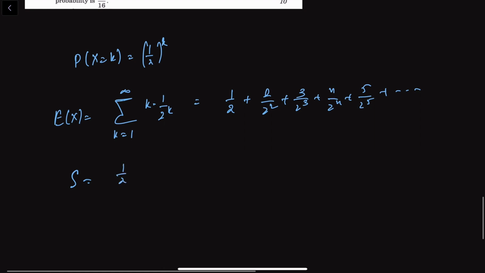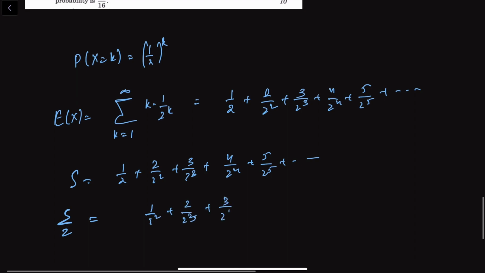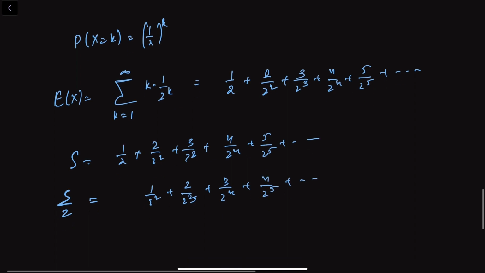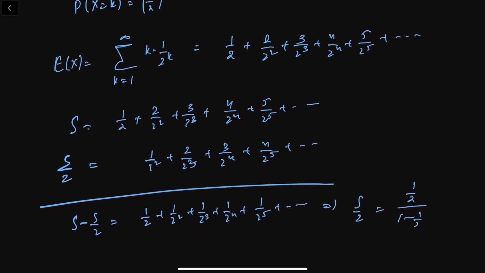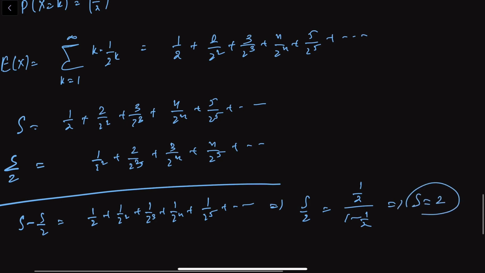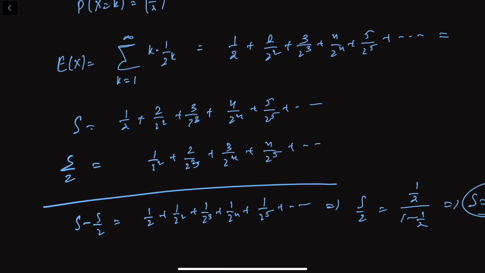If I consider this as s, so s is 1 by 2 plus 2 by 2 square plus 3 by 2 cube plus 4 by 2 to the power 4 plus and so on, and s by 2 would be 1 by 2 square plus 2 by 2 cube plus 3 by 2 to the power 4 plus 4 by 2 to the power 5 plus so on. If I subtract these two equations, I'll get a geometric series, since the common difference is 1. So s by 2 is a by 1 minus r. That's how we get s as 2. Therefore expectation of x is nothing but 2.